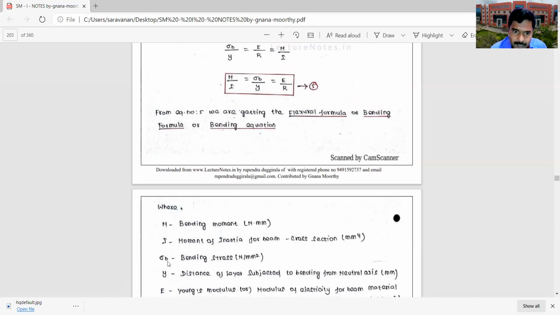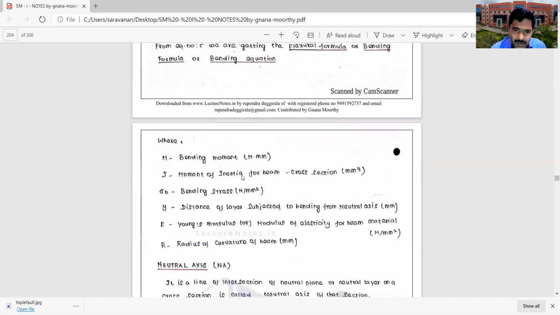And sigma B, bending stress. Stress is equal to load by area, load in Newton, area in mm square. So sigma B, bending stress, is Newton per mm square. And y is nothing but the distance of the layer subjected to bending from the neutral axis. So from the neutral axis, because of the bending, how far another layer is. The distance of the layer subjected to bending from the neutral axis is called y, in mm.